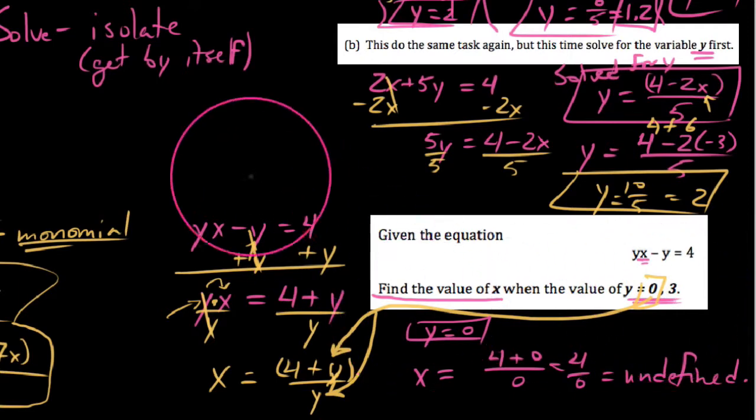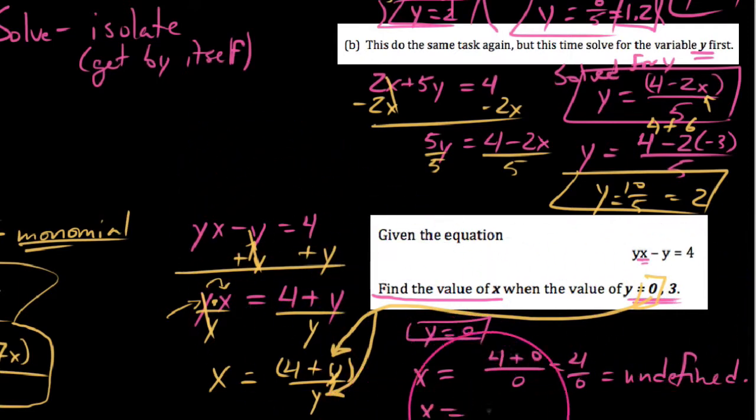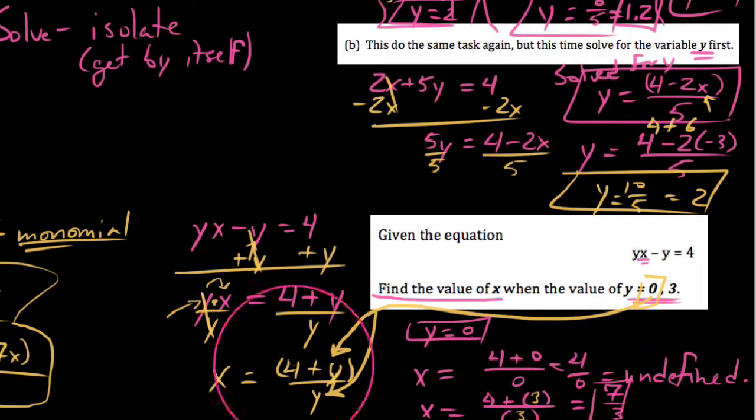And if we plugged in 3, again, we say x equals 4 plus y all over y, where we're plugging in a 3. And so I get this, 7 over 3, 7/3. So when y is equal to 3, x is equal to 7/3. So that's how you deal with multivariate equations.